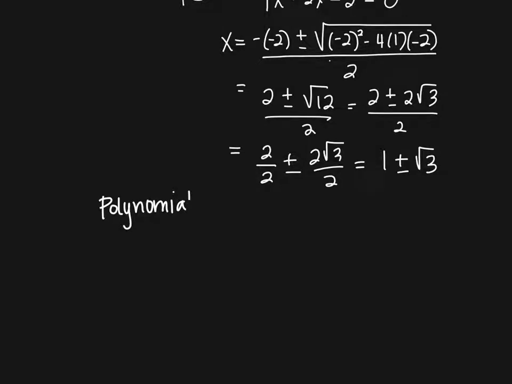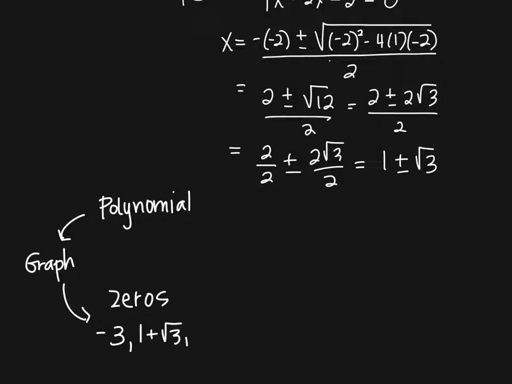From the polynomial, we created a graph. From the graph, we were able to come up with one zero we felt pretty confident on. That was -3. And then we came up with 2 other zeros using the quadratic formula. So 1 plus rad 3, 1 minus rad 3.